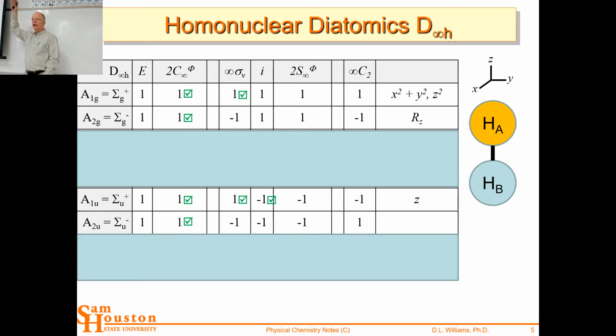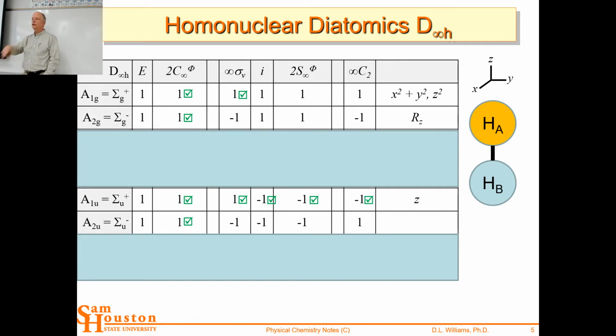And so then that eliminates that top row. Up there we had +1, +1, but now we have a -1 under inversion. And so that drops us down into the lower half of the character table. And then we can do the improper rotation. We rotate a little bit and then reflect through, and the colors exchange. So we know that's a -1.